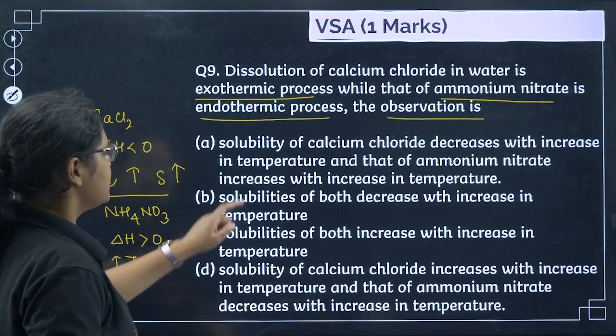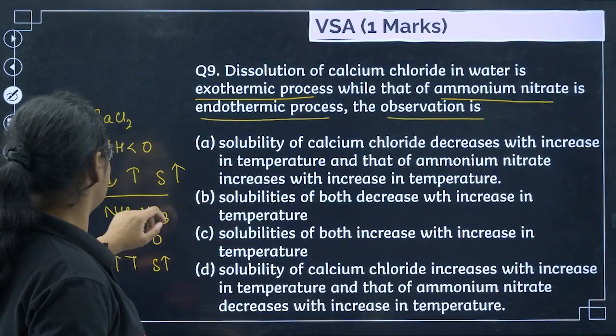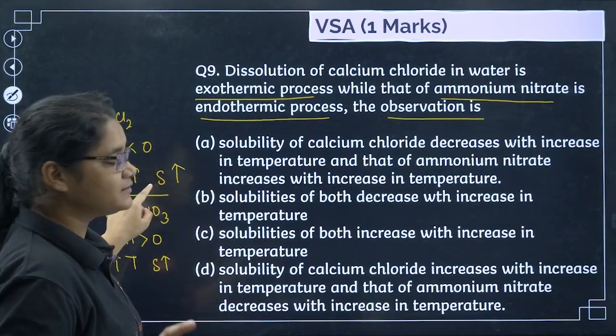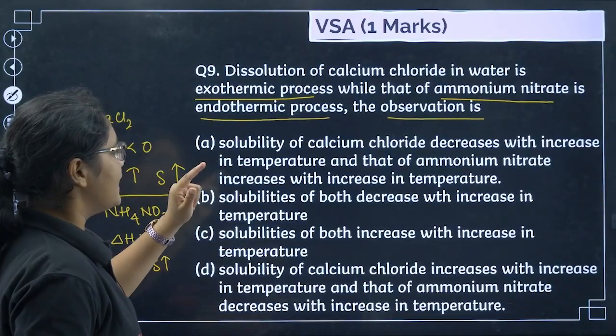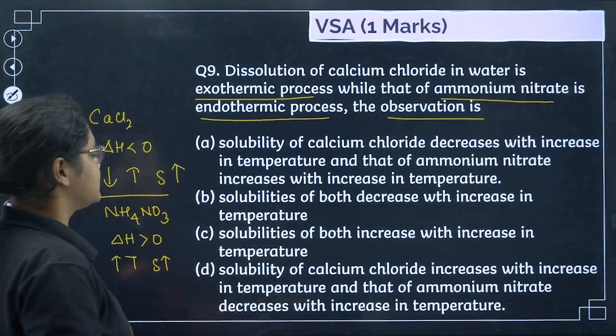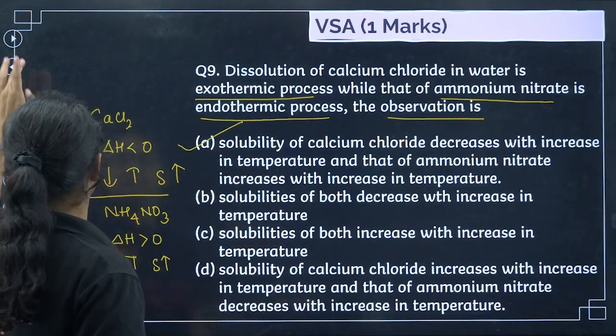So now let's see: solubility of calcium chloride decreases with the increase in temperature. Yes, because it is an exothermic process. And that of ammonium nitrate increases with the increase in temperature. Yes, because it is an endothermic process.